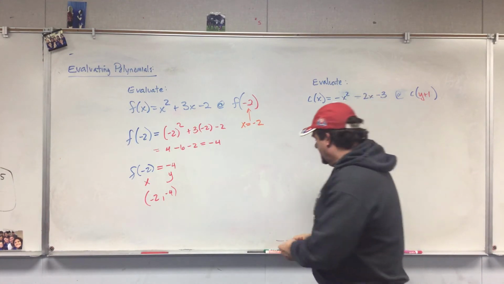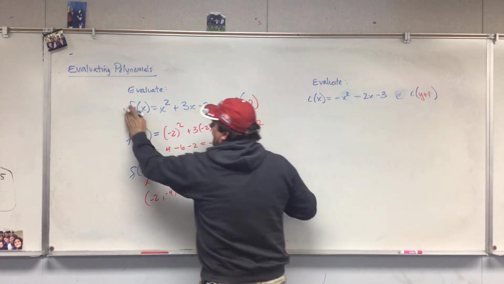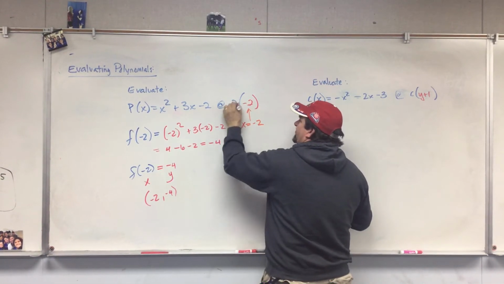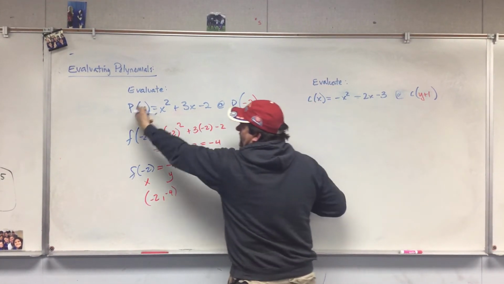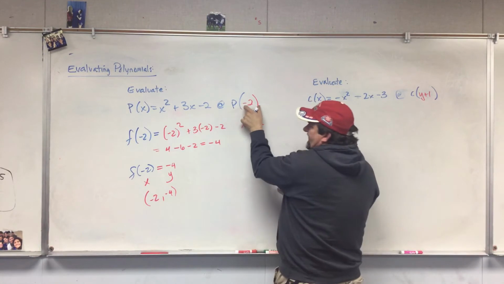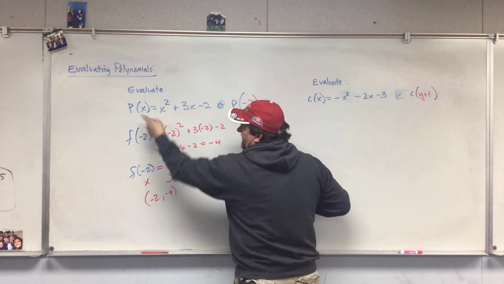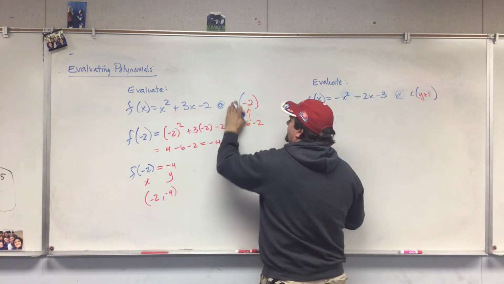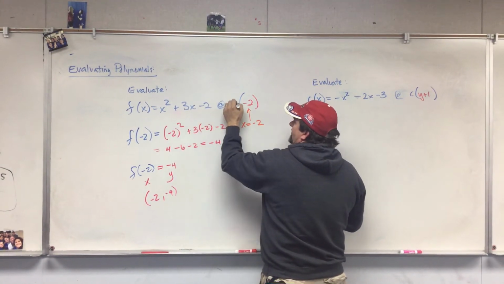And it can be anything. We can change this and say this is p of x when p is negative 2. It doesn't matter what letters are out here. It's what we're substituting in. So this could be any letter here. It can be C, D, B. Doesn't matter. This would be F right there.